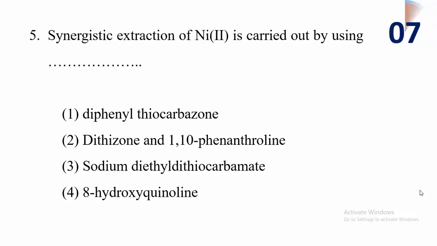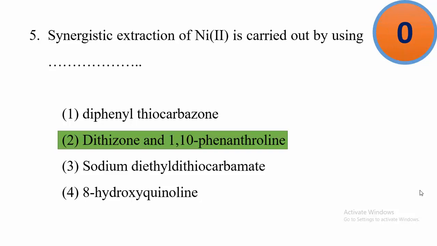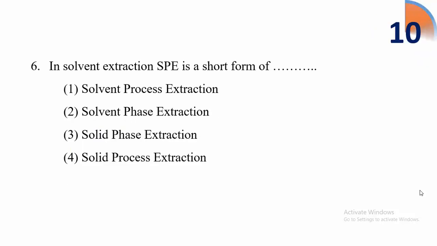Synergistic extraction of nickel is carried out by using, the reagents are diphenyl thiocarbazone, dithiazone and 1,10-phenanthroline, sodium diethyl dithiocarbamate, and 8 hydroxyquinoline. The correct option is dithiazone and 1,10-phenanthroline. By using this reagent, nickel can be extracted synergistically.